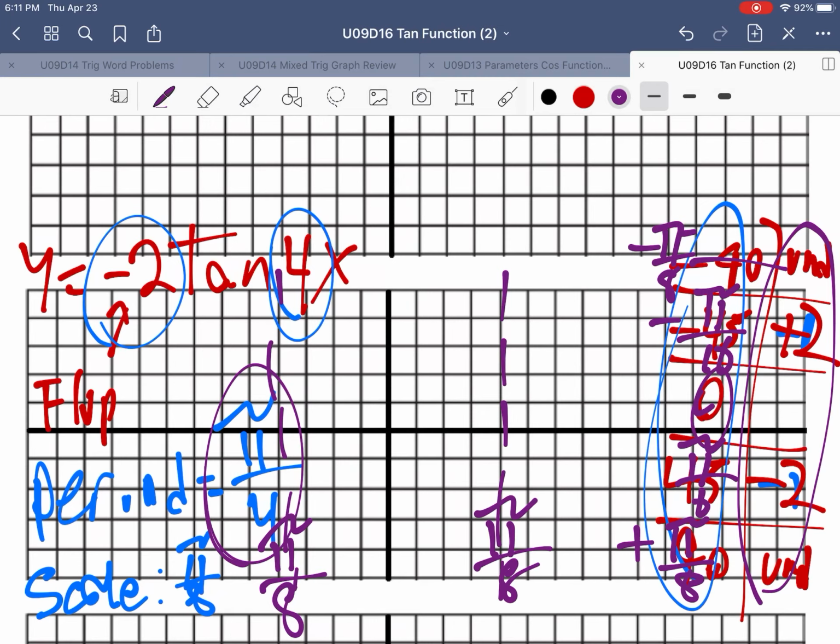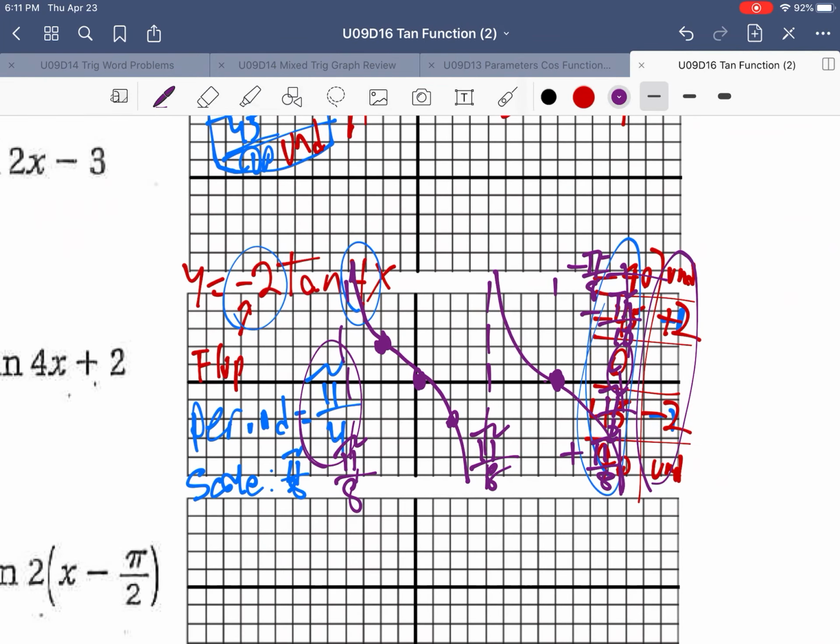This is still 0. So we're going to plot the positive 2 here, the 0 here, and the negative 2 here. And the graph's going to look something like this. And then we'll travel another 4 points over to get our next 0, and another 4 points over to get our next asymptote, and the graph will repeat this process on both sides.